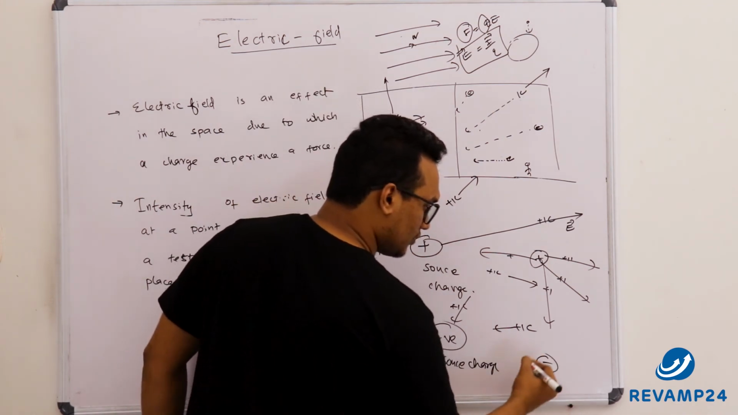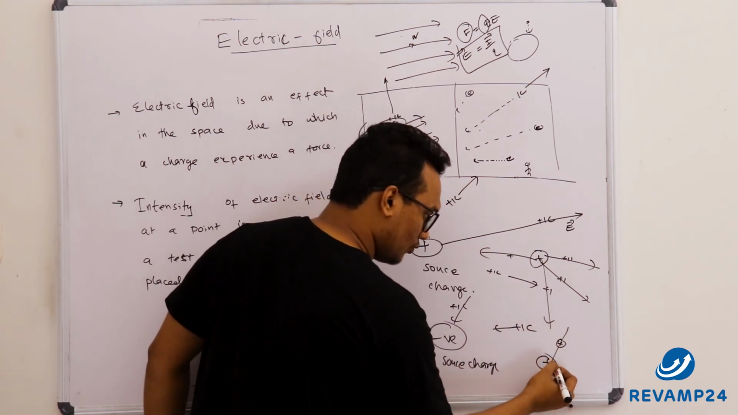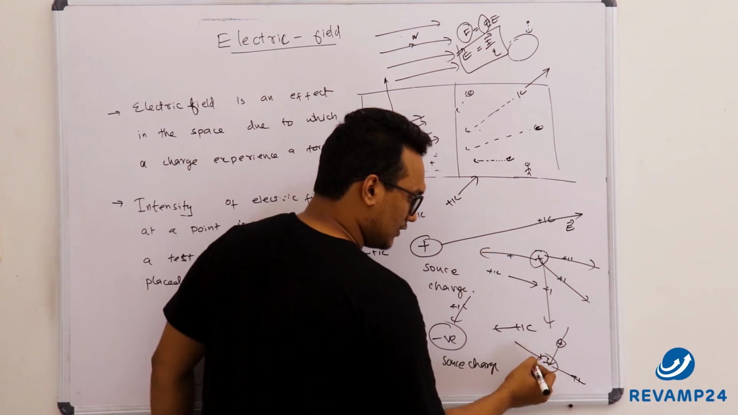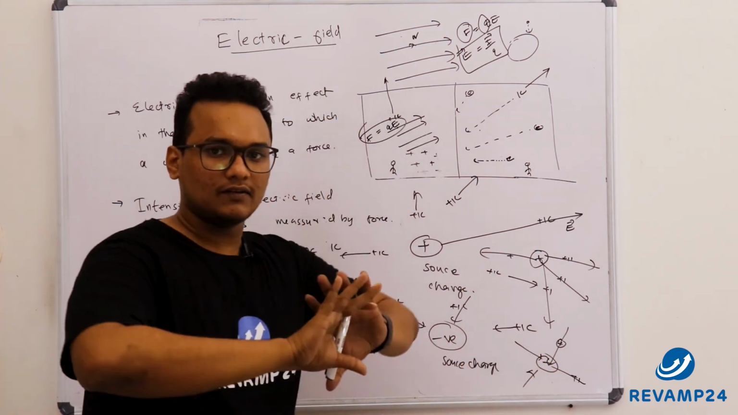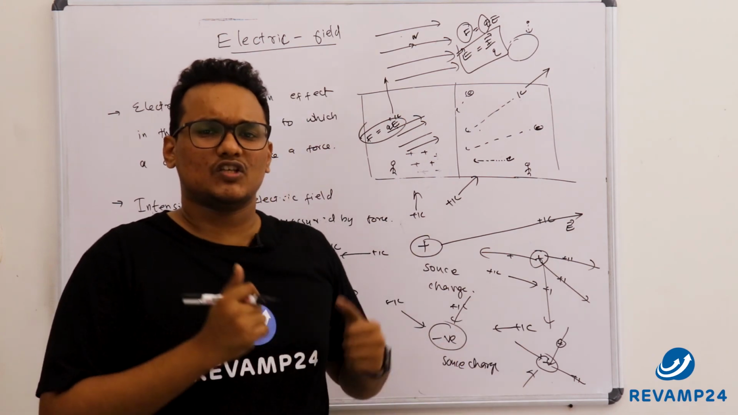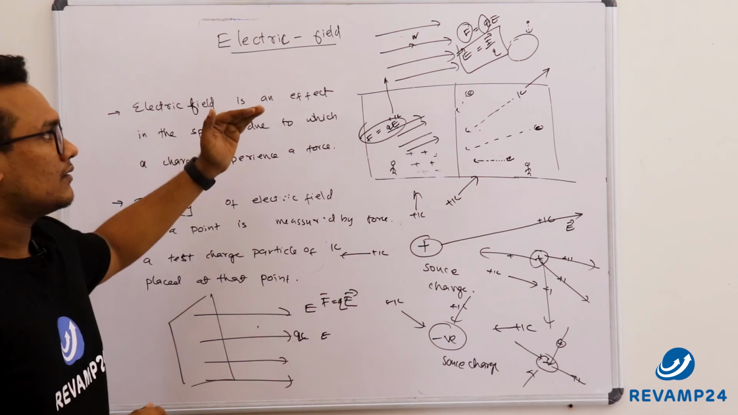Now electric field due to a negative source charge. Keep a plus 1 here. In which direction will it come? Inward. Plus 1, in which direction will it come? Inward. So these are radially inward. See, with positive it is radially outward, with negative it is radially inward. Okay, this one is very, very important. Be very clear with the concept. Make a note of it.